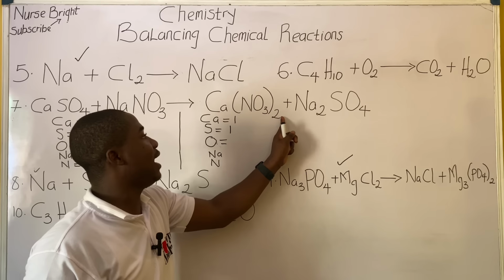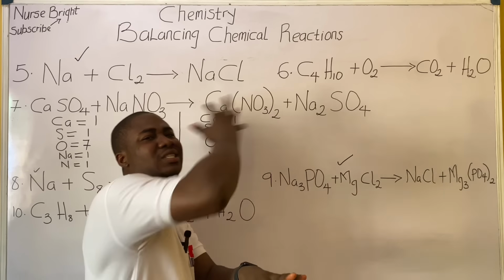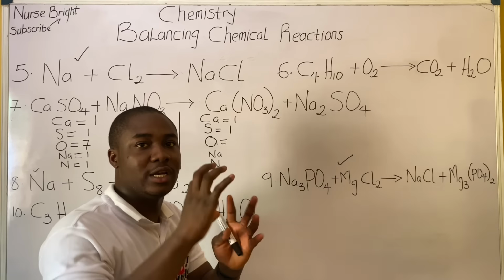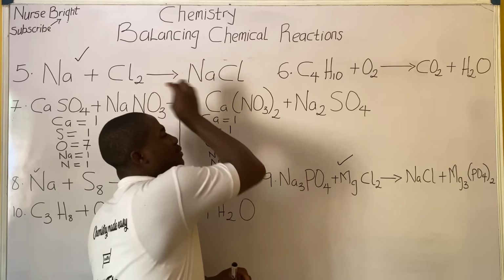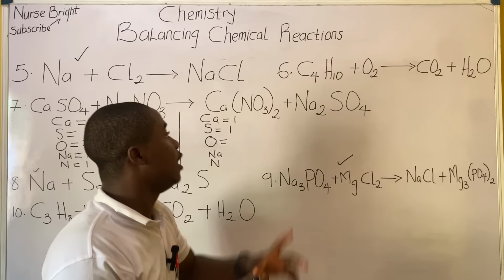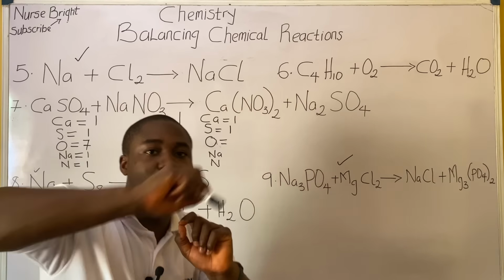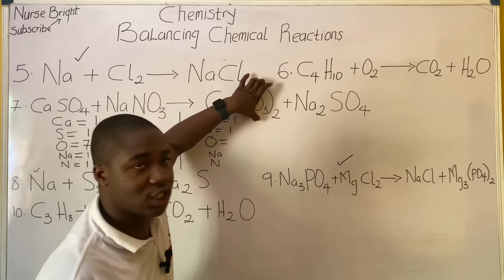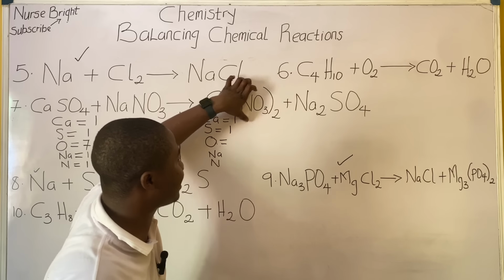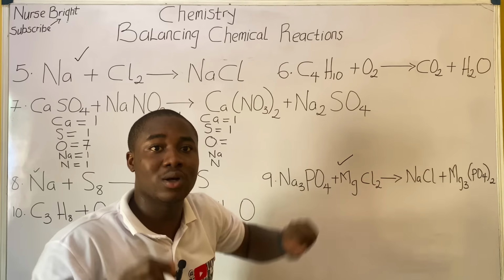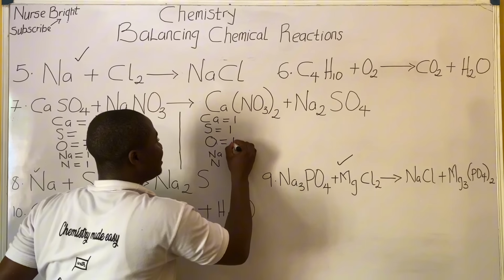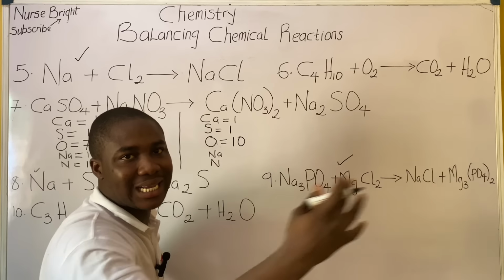But the 2 outside here means that 2 is timesing everything inside the bracket, like in mathematics. When there's a number outside the bracket, it means that it's timesing everything. So just have that in your mind. So 2 is affecting oxygen, 2 is affecting nitrogen. So 2 times this 3 is going to be 6. So we have 6 oxygen altogether in this part. Then 6 plus the 4, what's that? 10. So we have 10 oxygen at the right hand side of this reaction.